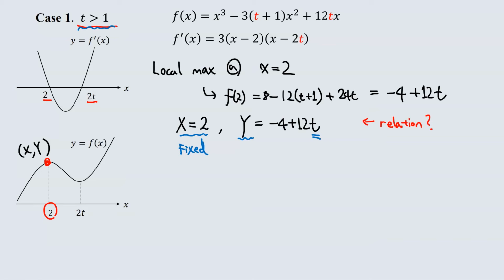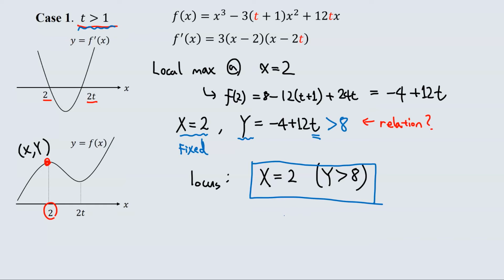From t being greater than 1, we obtain y is greater than 8. And therefore, we can simply write the locus as x equals 2 when y is greater than 8. And this is the locus when t is greater than 1. You can see that the local maximum point draws a vertical half line in this case.